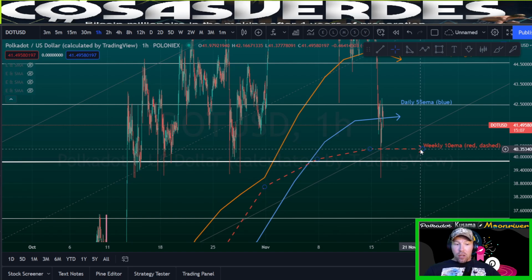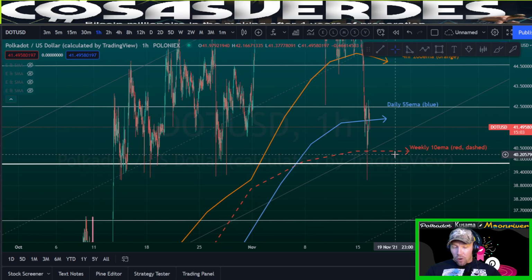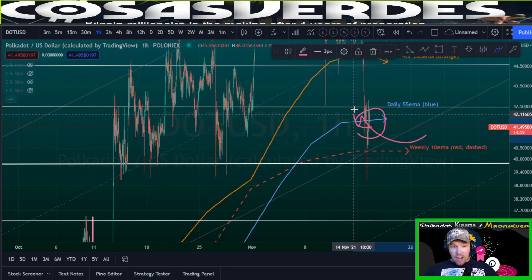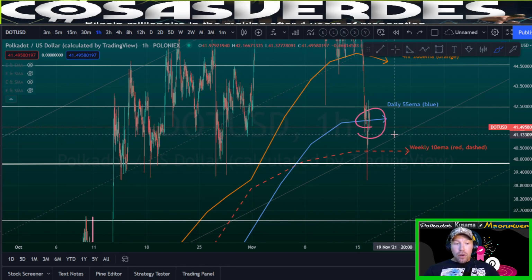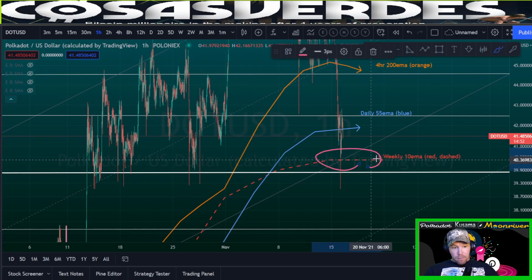If that happens to be close to a super important EMA, that's probably your best target point. However, is it guaranteed to hit that? No, because Bitcoin, for example, bounced off the daily 55 EMA, right? But altcoins typically suffer a little bit worse. So, Bitcoin has not hit its weekly 10, but Polkadot has.